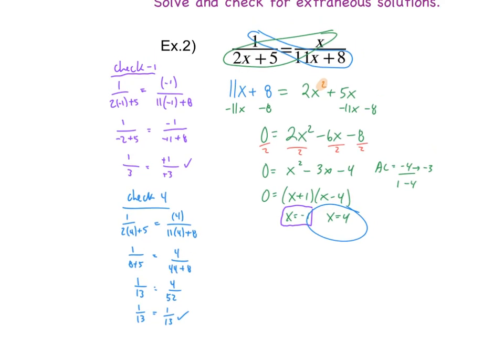So they both work. So cross multiplication is a pretty simple way to solve these problems. But again, it only works in certain cases where the problem is set up like this. One term on each side.